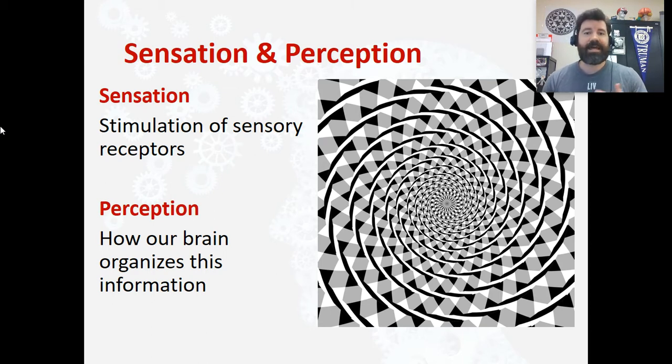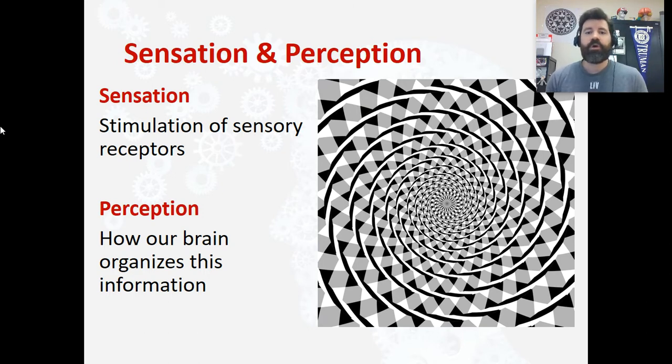Sensations are what is actually happening in the world. Sensations are the stimulation of sensory receptors, whether those sensory receptors are in our eyes, our skin, our mouth, our ears, you name it. A sensation is simply when those neurons are being stimulated. Then that information goes to the brain for interpretation. And your interpretation of that information is your perception. So when you look at this image, you perceive it as a spiral, even though that's not what actually exists on the screen.